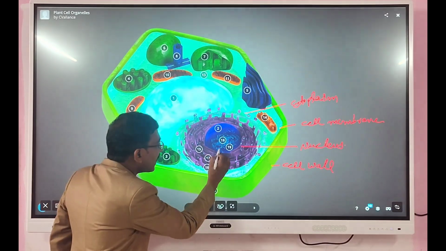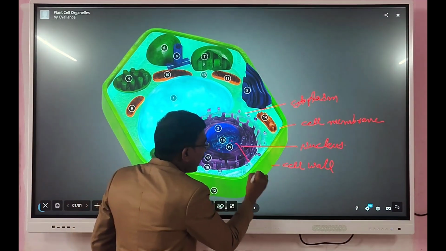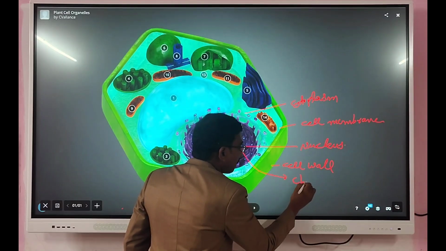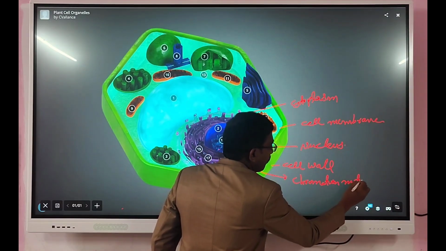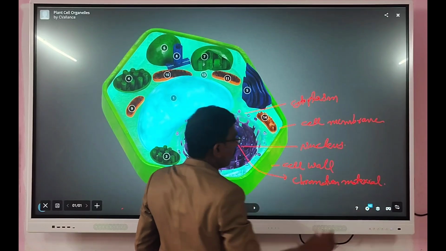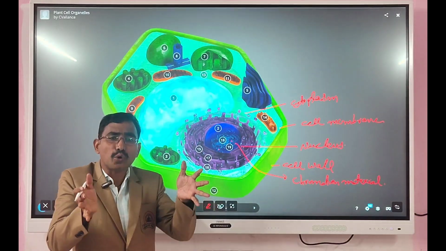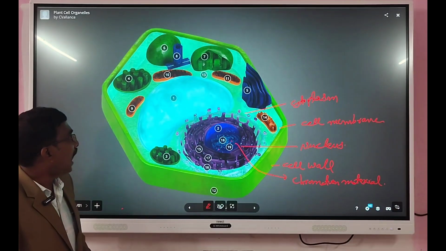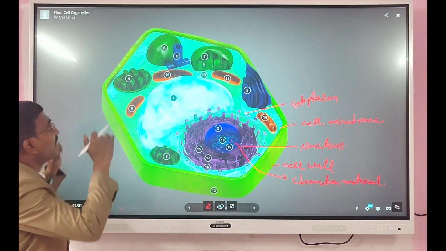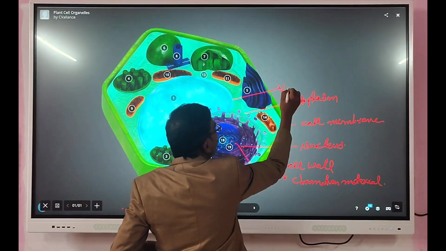When you see inside the nucleus, there are small thread-like structures. Those thread-like structures are called chromatin materials. During cell division, all this chromatin material condenses to form chromosomes. After that, in the plant cell, we can see a very large part. This part is called the vacuole.